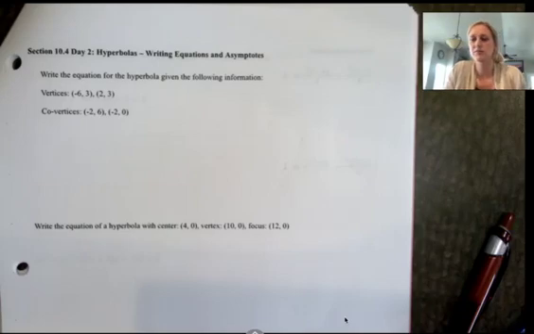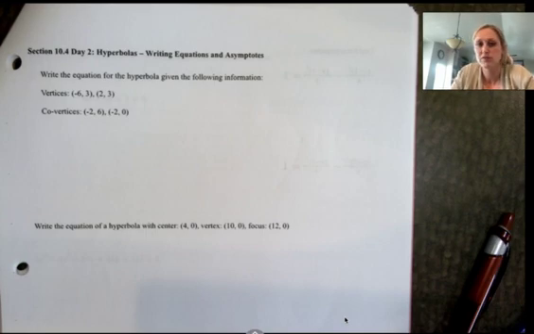This video is 10-4 day 2, more on hyperbolas. We're going to be writing equations, and we're also going to learn how to write the equation for the asymptotes. Okay, so we're given some information here about this hyperbola. The vertices are at -6, 3 and 2, 3.